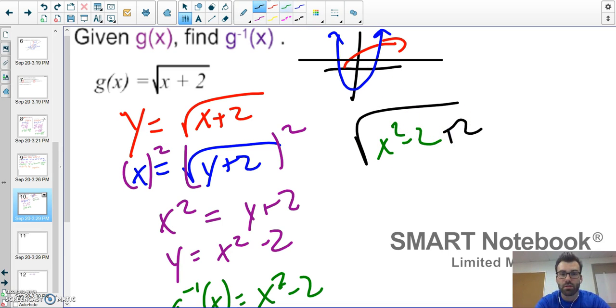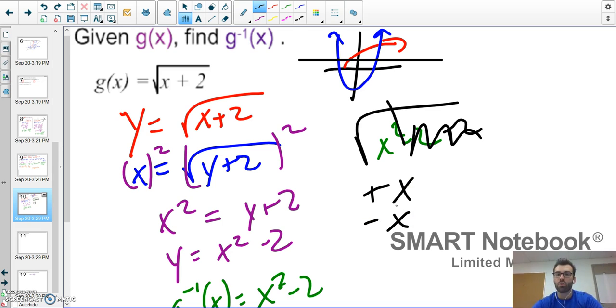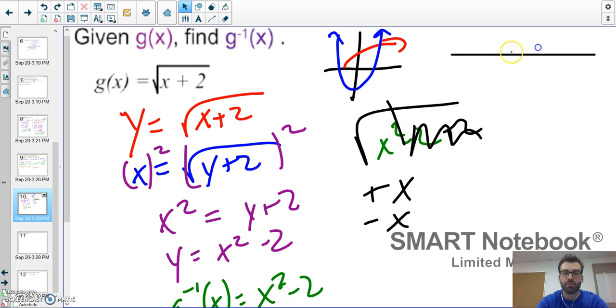Well, these cancel, and I'm left over with the square root of x squared. Well, the square root of x squared gives me positive x or negative x. All right, so I want to think about this. Do I want the positive x or my negative x? If you look here, forget about this line for a second. If you look at our original, our original function is positive. If our original function is positive, that tells me that I'm going to want to look at the positive side of my graph.